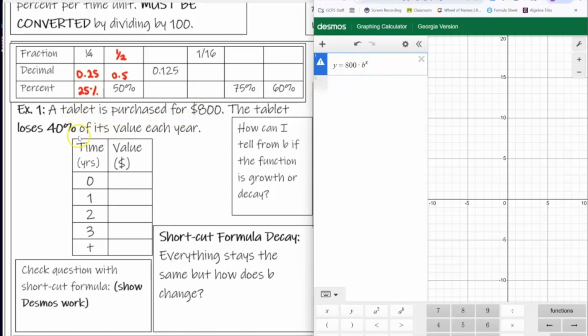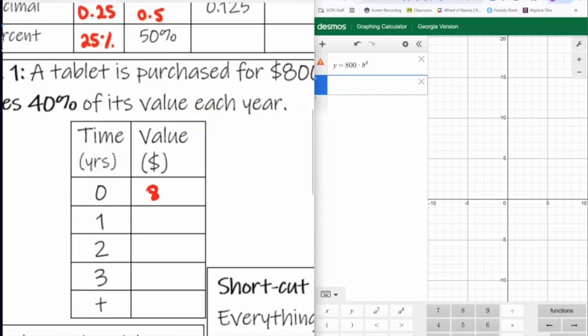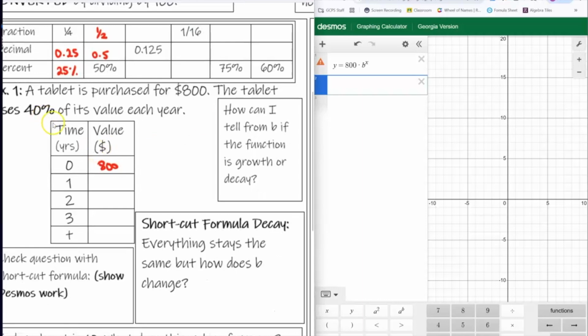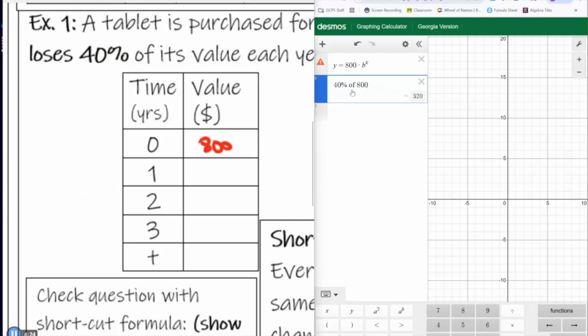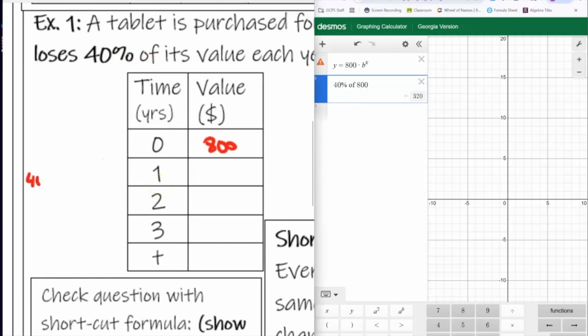The tablet loses 40%. So if it's losing, I know that it's decay. I know that 40 goes in here, I just don't know how. So that's what we are going to discover today. It's losing 40% each year. So at time 0, when no time has passed, I purchased it for $800. And then the next year, it's going to lose 40% of that. So if I say 40% of 800, I'm going to write that in my notes here. 40% of 800 gives me $320. Now, think about what that is. I've lost that. So I've lost 320.